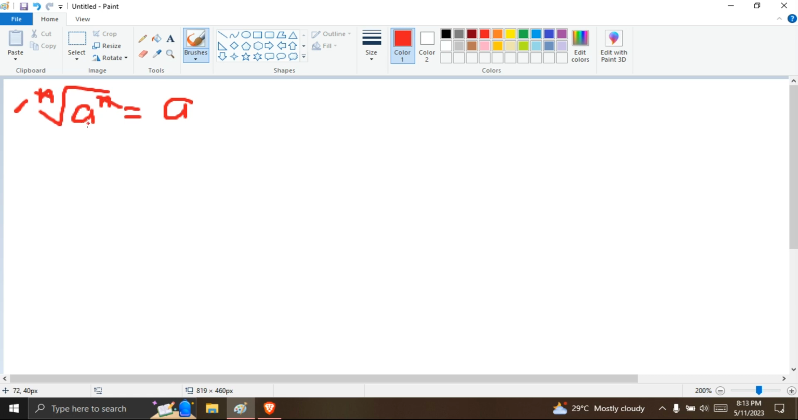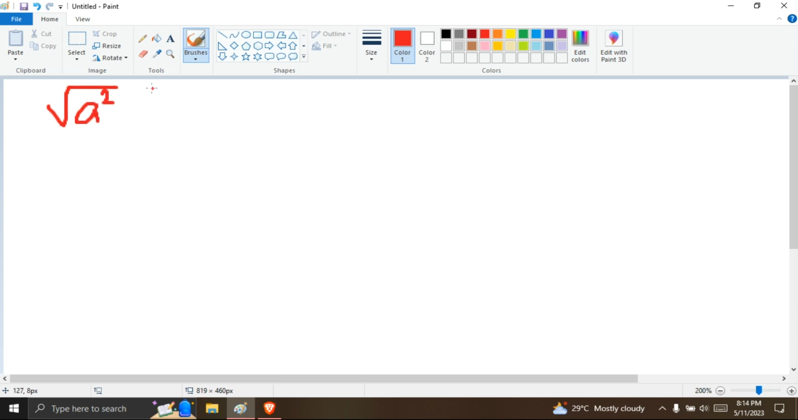Okay? So by the way, the numbers or variables or elements inside the radical sign are called the radicand. Okay? R-A-D-I-C-A-N-D. So again, they are called the radicand. So let's take for example, let's have the square root of a squared.